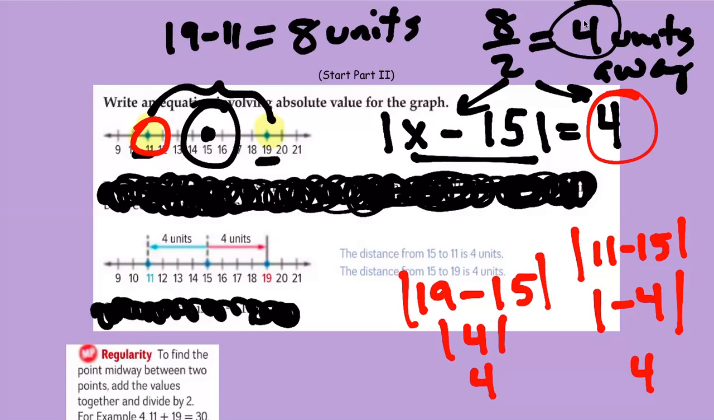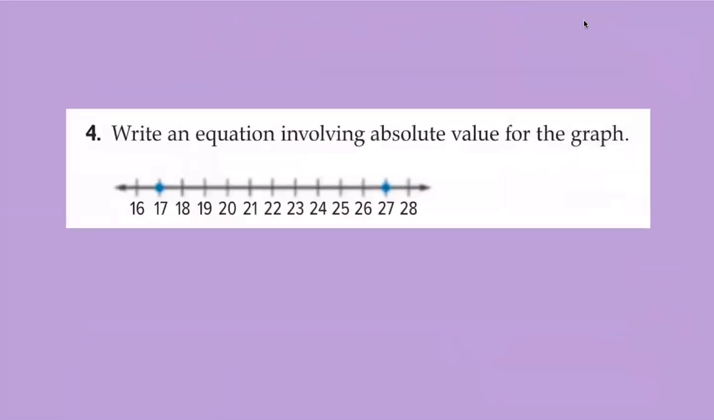All right, so I'm going to do 2 more with you, and then we'll do a couple of word problems. Write an equation involving absolute value for the graph. So let's take a look at this. These are my points here. So 17 and 27 are my endpoints.